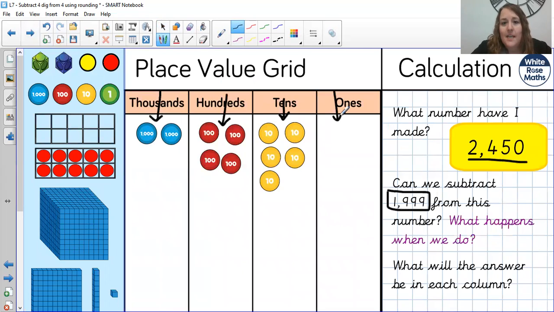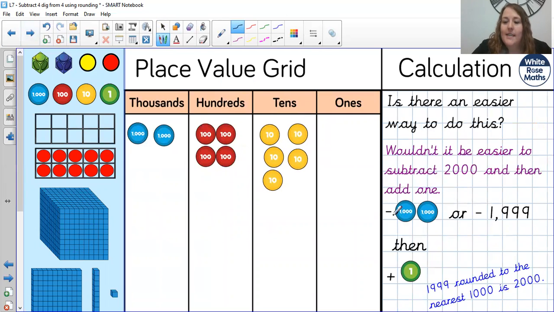But from yesterday, we learnt about rounding and then compensating back, and I think there is an easier way of doing this. Instead of subtracting 1,999, could we subtract 2,000 instead? Wouldn't it be easier to just subtract 2,000? And then we just need to compensate backwards. So we'd need to add 1 back on. So let's have a go at that instead then.